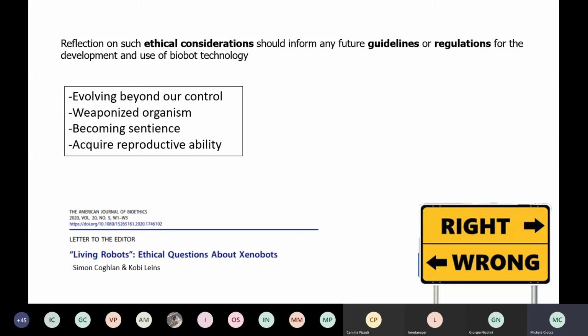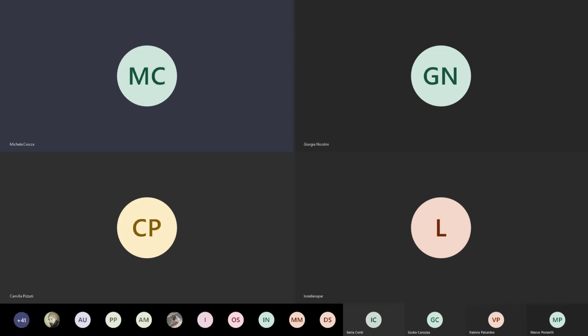But in the future, if you use different types of cells, for example neurons or something like this, they could become sentient. But for these problems, these negative things, they answer with this sentence: this technique should inform any future guidelines or regulation for the development and use of these biobots. So, like a xenobot, the frog biobot could be regulated for sure, because also from an ethical point of view, it could be an issue.